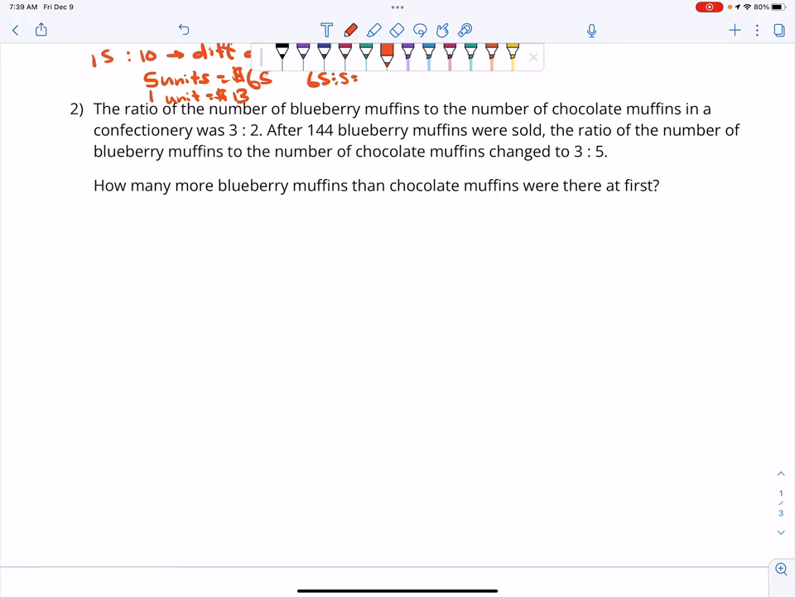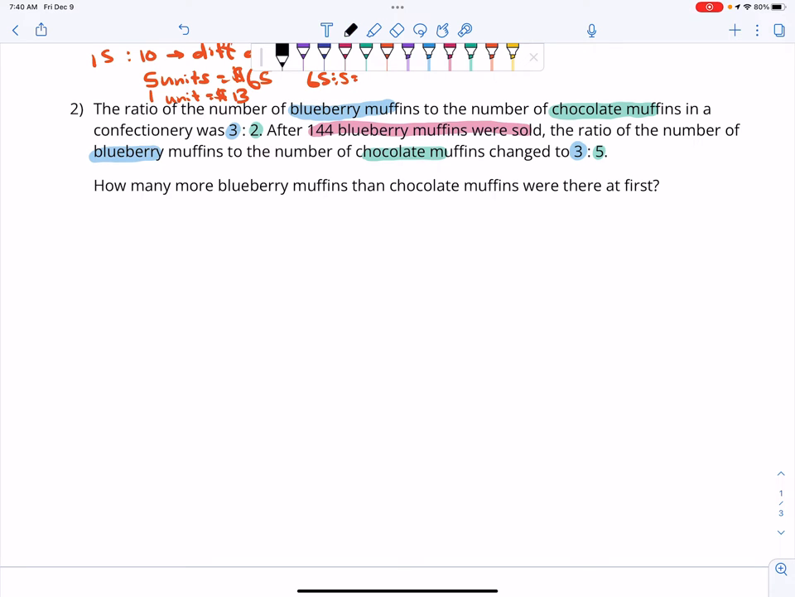So the ratio of the number of blueberry muffins, obviously that would be blue, to chocolate muffins, well, I guess we'll make that green, in a confectionery or a bakery was 3 to 2. After 144 blueberry muffins were sold. Oh, so that sounds like a change in our total. The ratio of the number of blueberry to chocolate muffins changed to 3 to 5. Okay, so this one, we have 2 quantities. Our total is going to be changing, getting smaller, and that's going to affect our ratio.